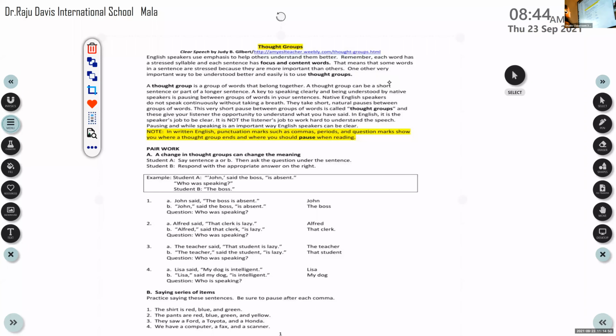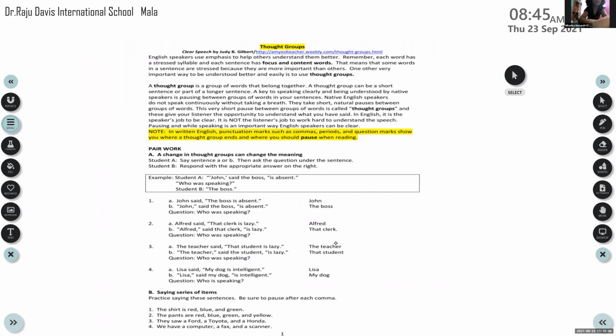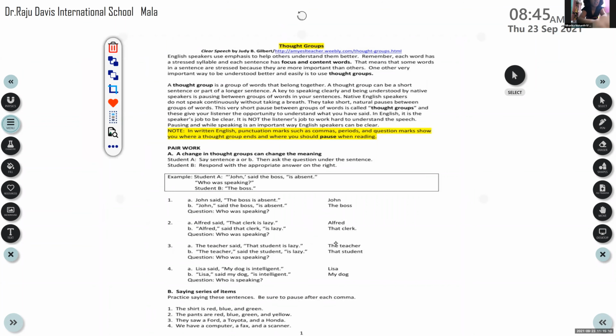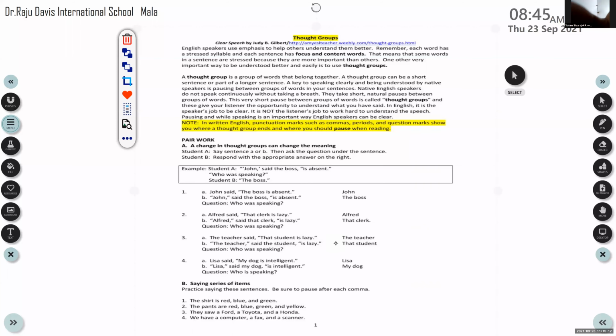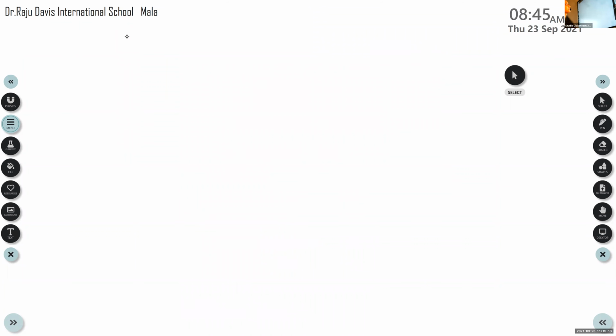Now look at the next one. John said the boss is absent. So here John is speaking, and in the next one, the boss. Why don't we just work out this? Are you able to see the board? Yes, ma'am. Don't look at the answers. I will read out the sentence. I think that is better. And you have to tell me who is speaking.